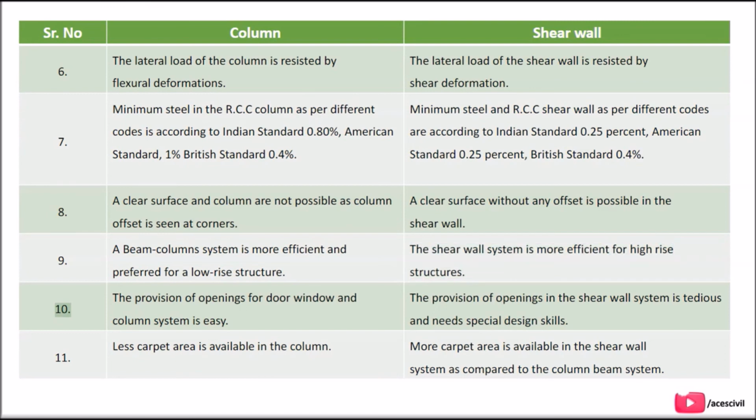10. The provision of openings for door and window in the column system is easy. The provision of openings in the shear wall system is tedious and needs special design skills. 11. Less carpet area is available with the column. More carpet area is available in the shear wall system as compared to the column beam system.